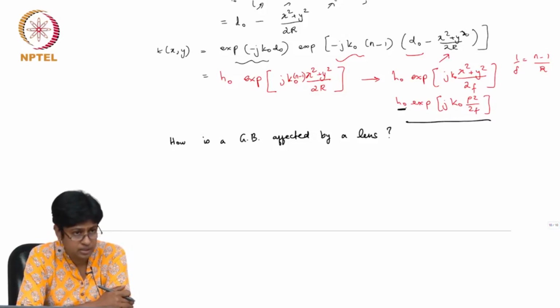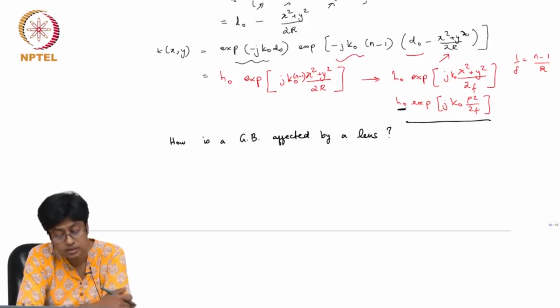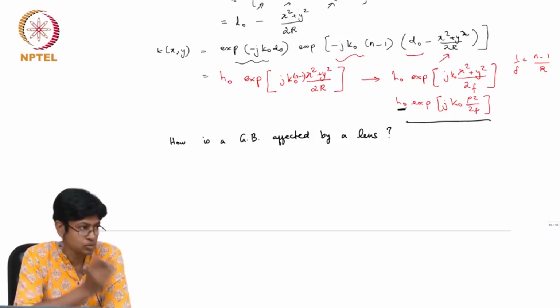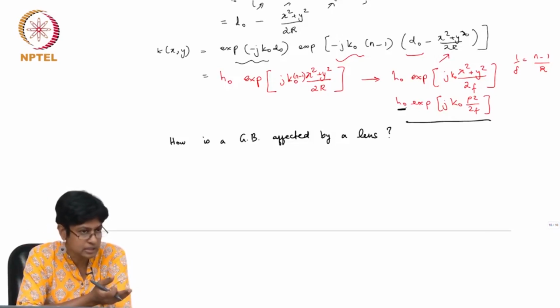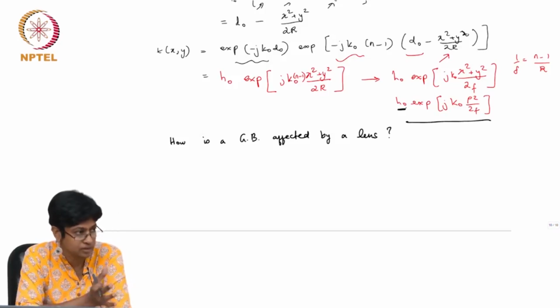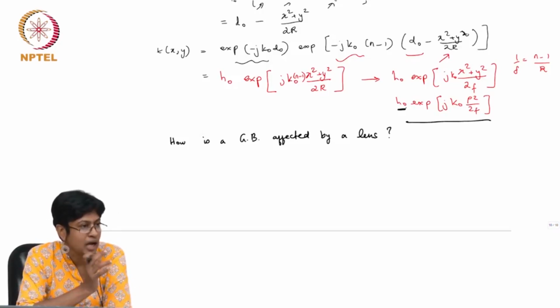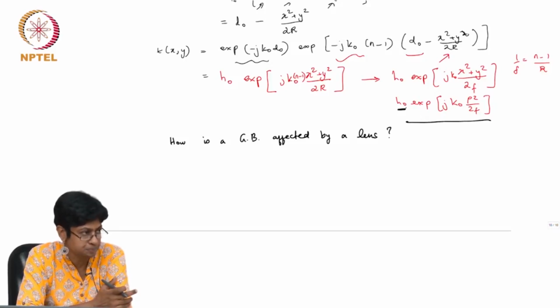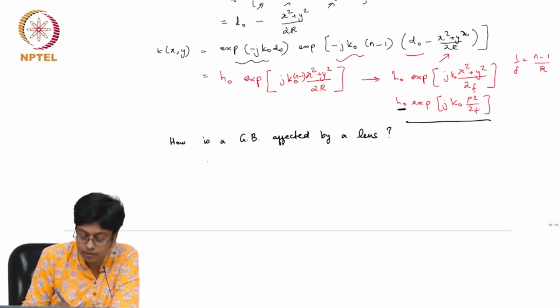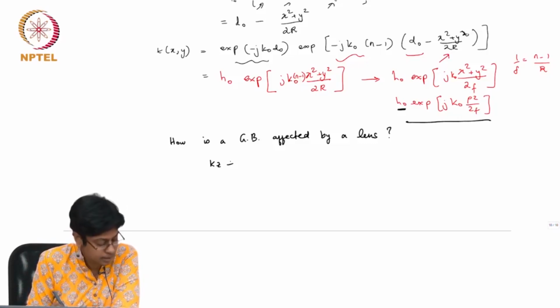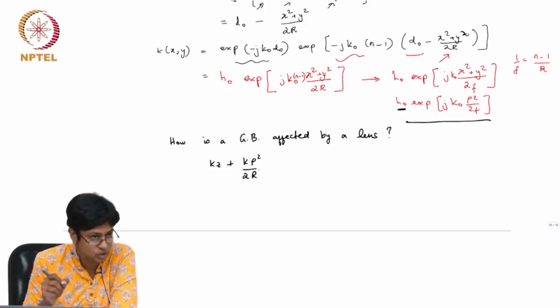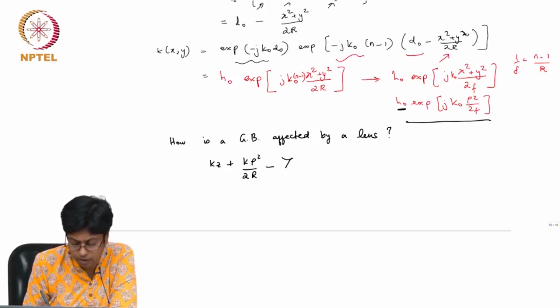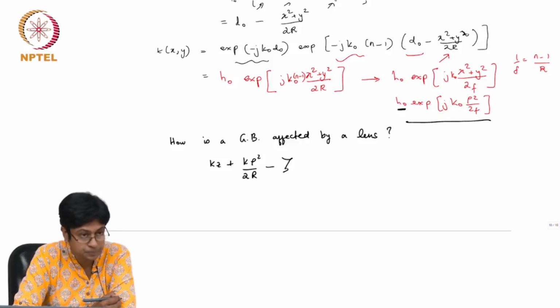Since only the phase is affected, to answer this question of how a Gaussian beam is affected by a lens, I'll not write out the entire Gaussian beam expression, which consisted of two parts, the amplitude part and the phase part, but I'll only pull out the argument of the exponential term. So I have three terms: kz plus k rho squared by 2r, where r is the radius of curvature of the beam, minus the Gaussian phase term zeta.